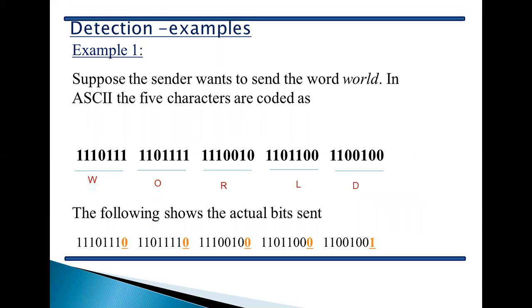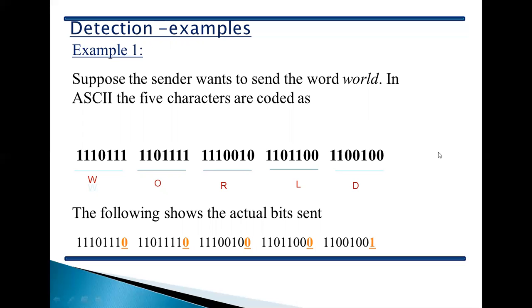Next one. Example. Suppose the sender wants to send the word in ASCII. The 5 characters are coded. W O R L D. That means this is the original data. Send from computer A to computer B. The data WORLD, this data is a message.